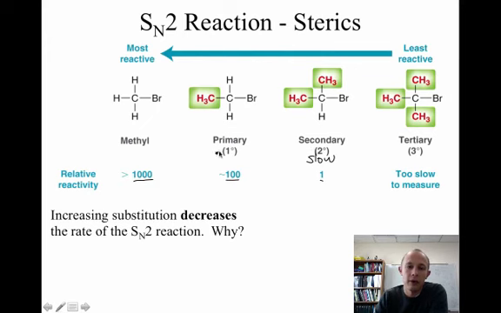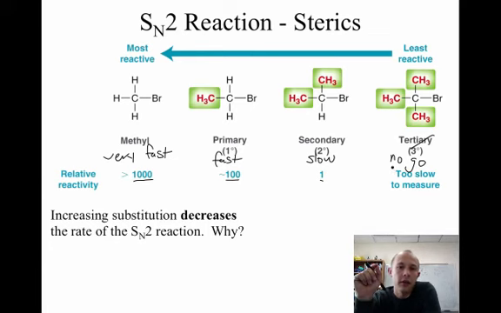Secondary is slow. Primary is fast. Methyl is very fast. And we'll say tertiary is no-go. So we're never going to see a tertiary SN2 reaction. Why is that? SN2 is also called sterics. So the more sterics that we have around this carbon, the slower that it undergoes reaction.